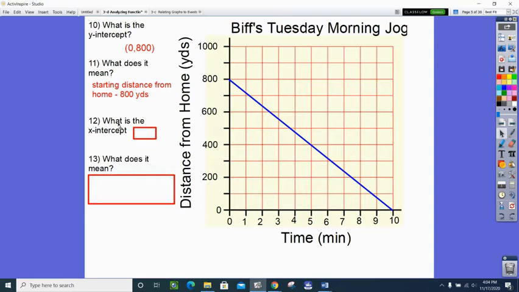What is the x-intercept? Did you put (10, 0) or 10 minutes? What does that mean? Biff takes 10 minutes to reach home from that starting point of 800 yards away. So the y-intercept, the x-intercept, and what do they mean in terms of the graph?